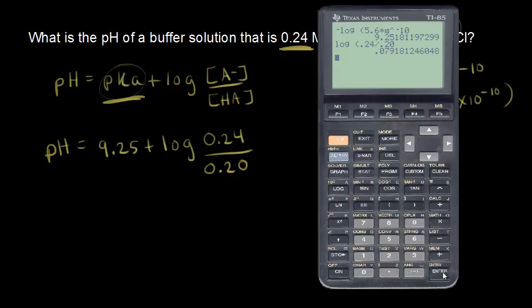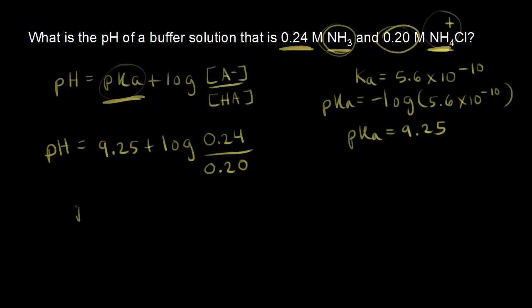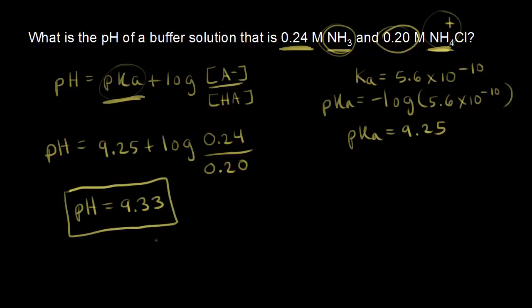So let's find the log of 0.24 divided by 0.20, and that is 0.080. So 9.25 plus 0.08 is 9.33. So the final pH of our buffer solution, I should say, is equal to 9.33. Remember this number for the pH, because we're going to compare what happens to the pH when you add some acid and when you add some base.